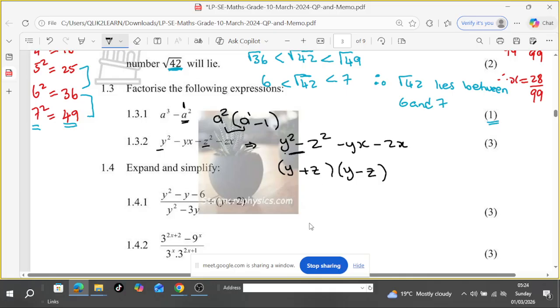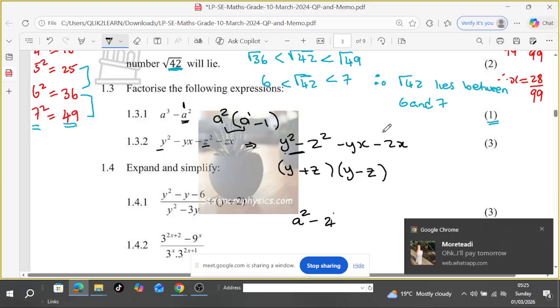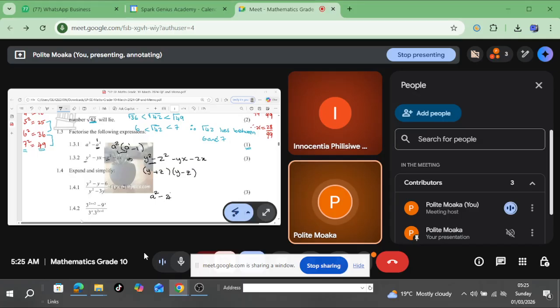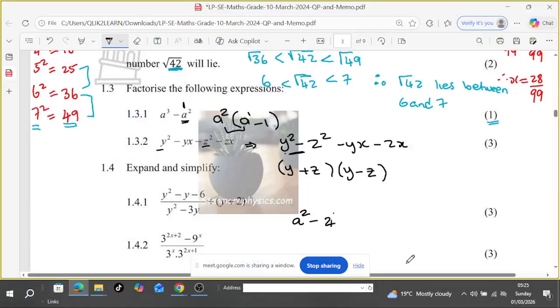So when you have something like this, say a squared minus 4, we can change the 4 into 2 to the power 2. We write this as a squared minus 2 squared. So when we factorize this, it will be a plus 2 into a minus 2. So this is exactly what we did on that one. I hope you understand that part.